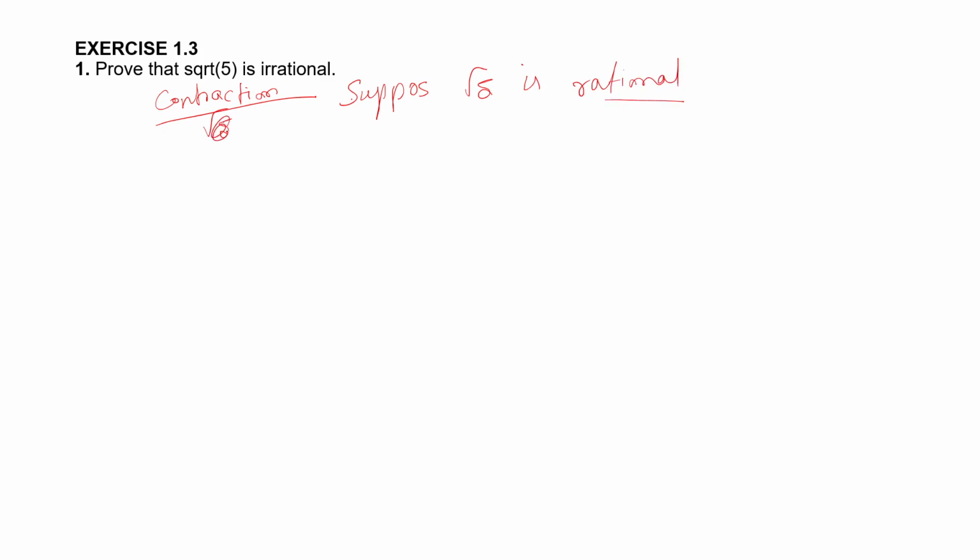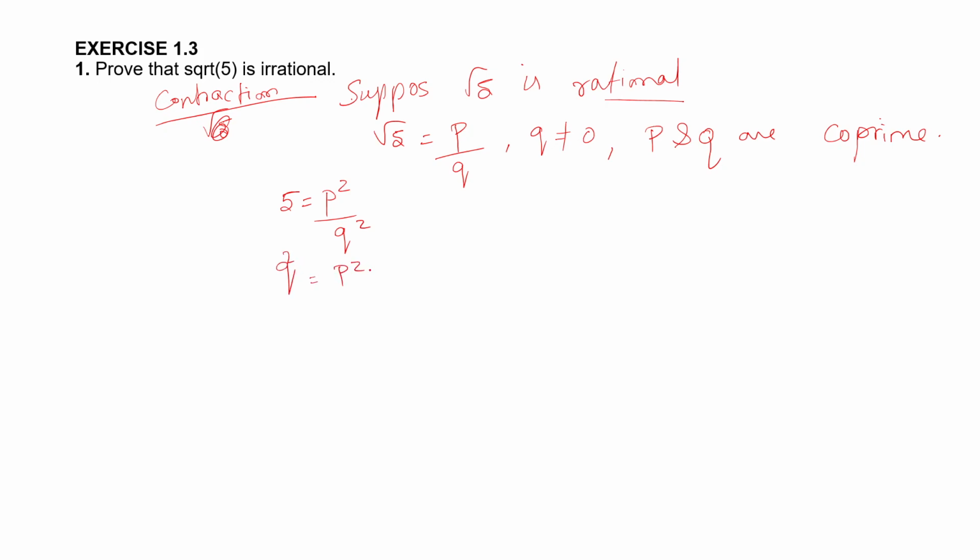So if root 5 is rational, then root 5 can be written in the form of p by q, q not equal to 0, and p and q we are taking as co-prime. What is co-prime? That is the simplest form of p by q, where the HCF is only 1. Okay, so now this is taken. Squaring both sides, you will get 5 is equal to p square by q square. Is this right? Yes. q square is equal to p square by 5.